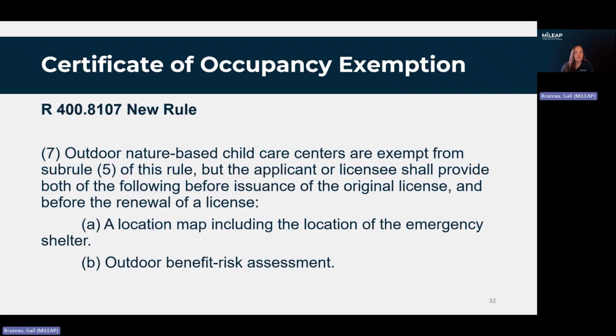Rule 8107, Subrule 7, is a new rule. Outdoor nature-based childcare centers are exempt from Subrule 5 of this rule. So that's the certificate of occupancy. Outdoor nature-based childcare centers would not be required to submit a certificate of occupancy, but the applicant or licensee shall provide both of the following before issuance of the original license and before the renewal of a license. A, a location map, including the location of the emergency shelter, and B, an outdoor benefit risk assessment.